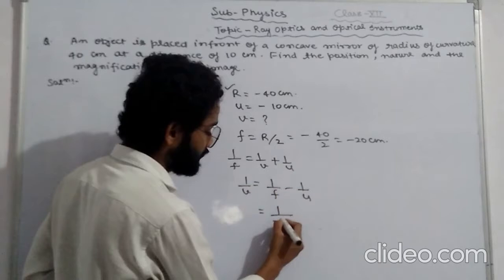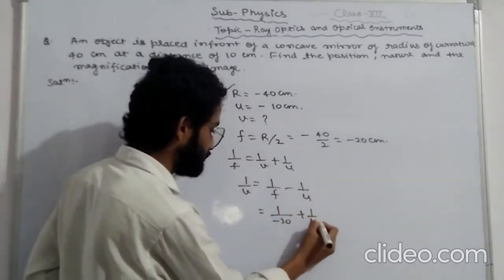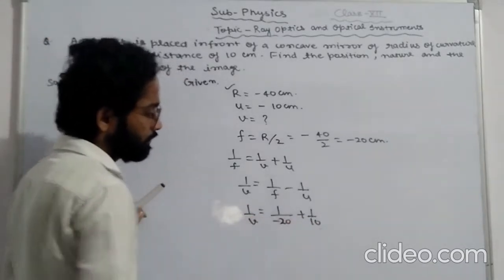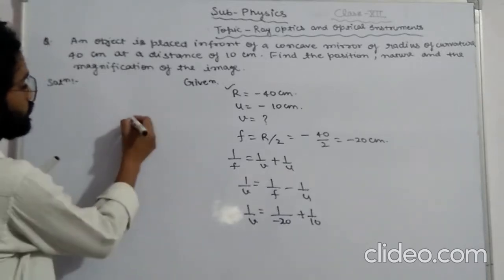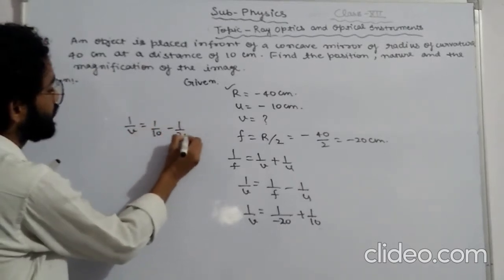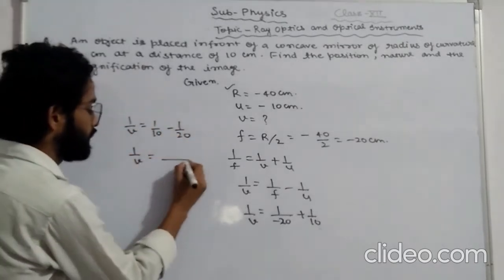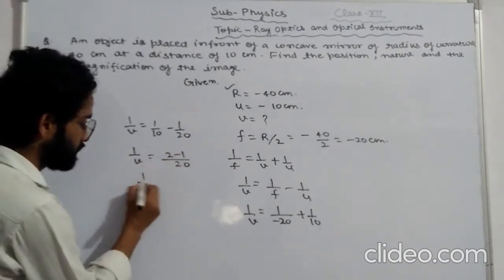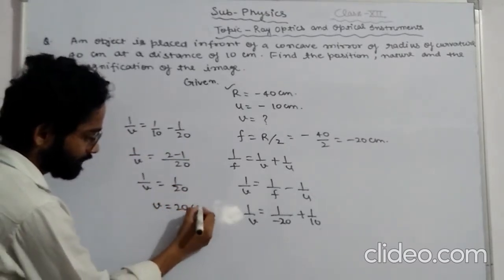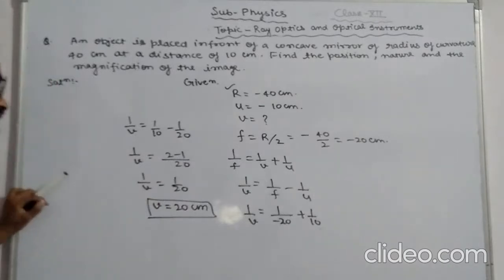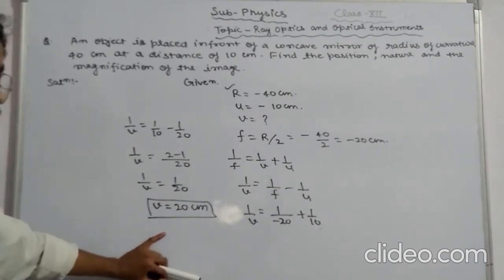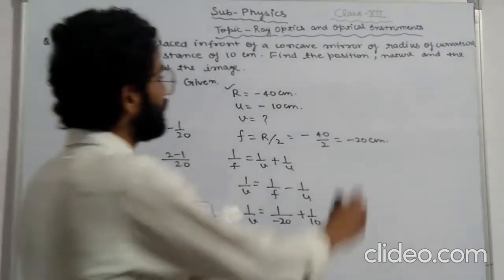We can put the values, that is minus 20 and minus 10, that is 1 upon 10. So here 1 upon v would be equal to minus 1 upon 20 plus 1 by 10. So 1 upon v would be equal to 1 upon 10 minus 1 upon 20. Taking LCM 20, that is 2 minus 1, so 1 upon v is equal to 1 by 20. That is v is equal to 20 centimeter. The value of v is positive, then the image would be virtual.